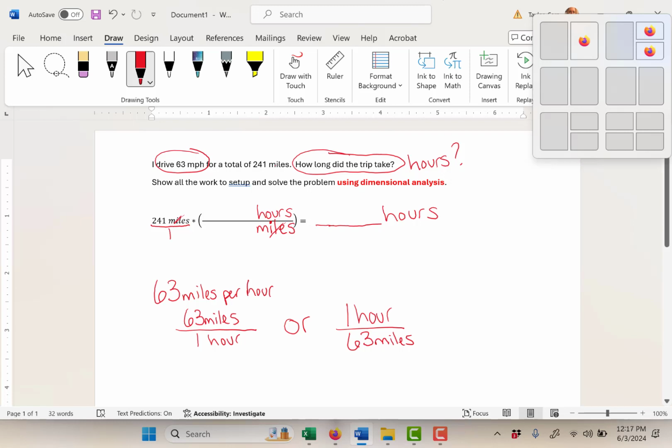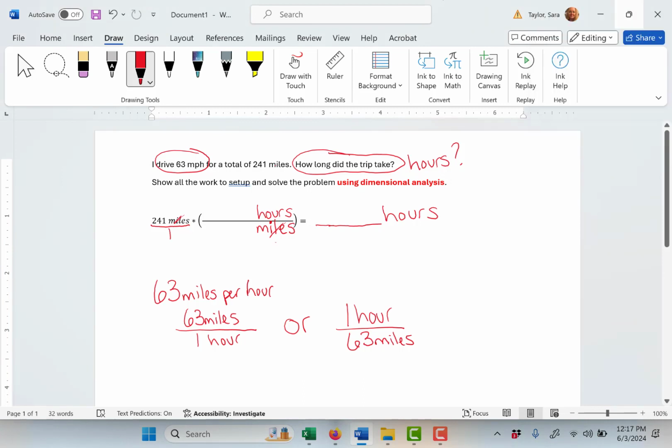But now notice we said that we want to multiply by a fraction that has hours in the numerator and miles in the denominator. So that is this one. So these are the values that we need to plug in our dimensional analysis equation. We need 1 hour on the top and 63 miles on the bottom.